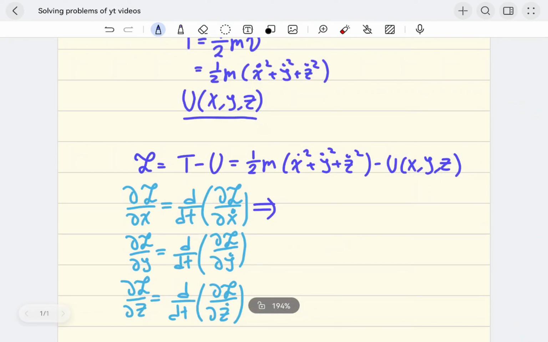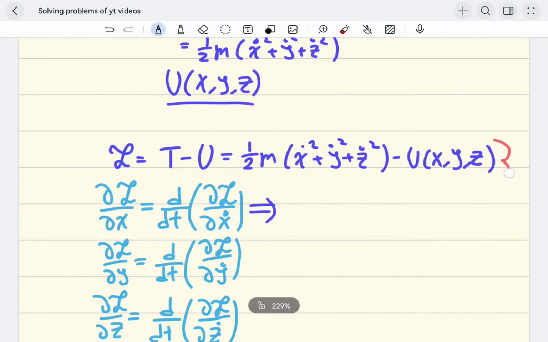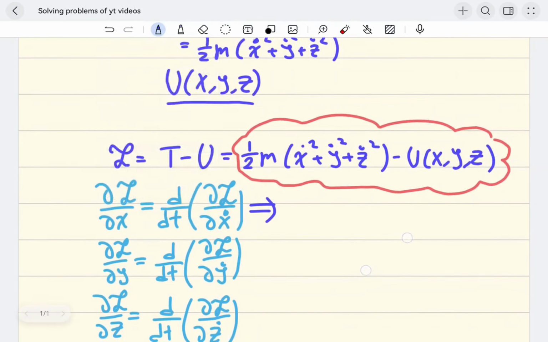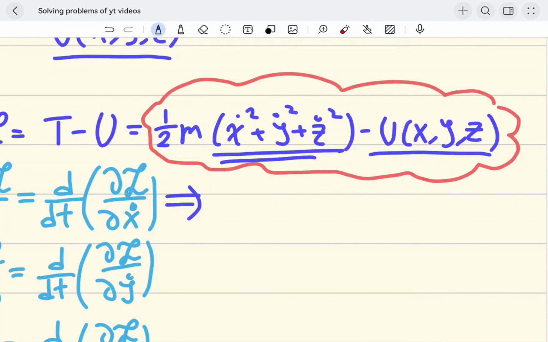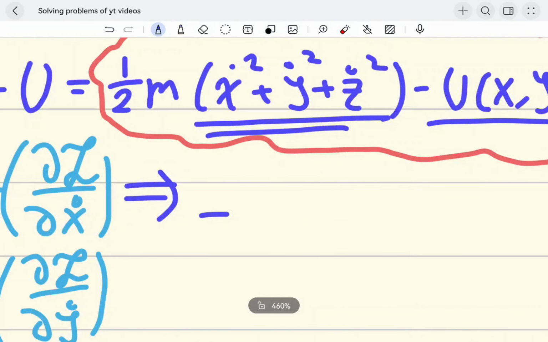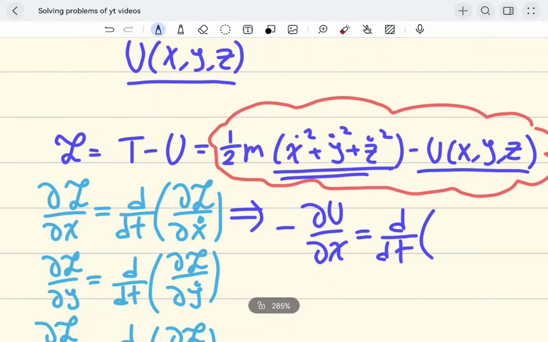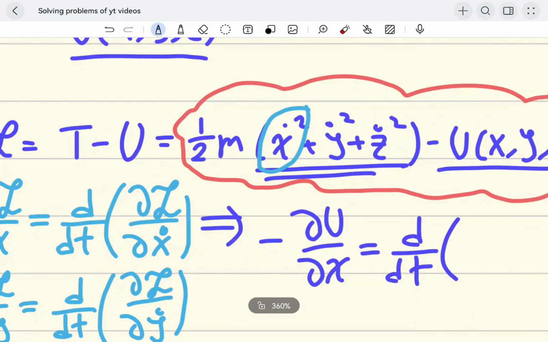For the first one, we will take the Lagrangian here and differentiate it with respect to x. And because we don't have x in the kinetic energy, we are just looking at the potential energy. It will be minus partial U by partial x, equal to d by dt of partial Lagrangian by partial x dot. x dot is just in that term.